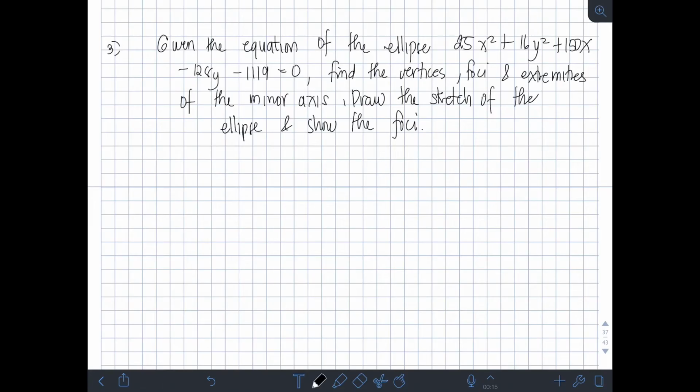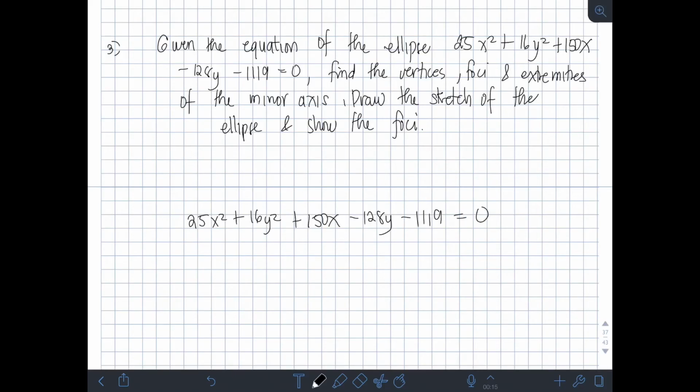So, we have, given the equation of the ellipse, 25x squared plus 16y squared plus 150x minus 128y minus 1119 equals 0. Find the vertices, foci, and extremities of the minor axis. Draw the sketch of the ellipse and show the foci. Okay, so sulat ko lang. Meron tayong equation ng ellipse na 25x squared plus 16y squared plus 150x minus 128y minus 1119 equals 0.